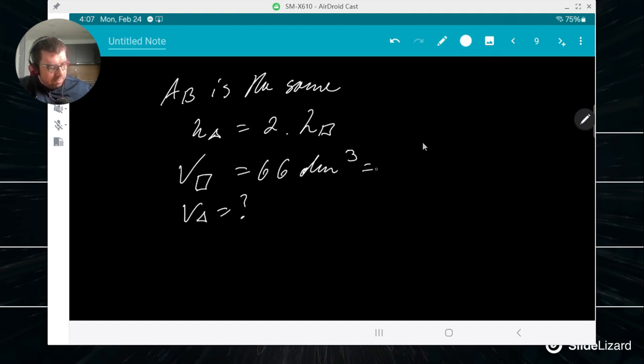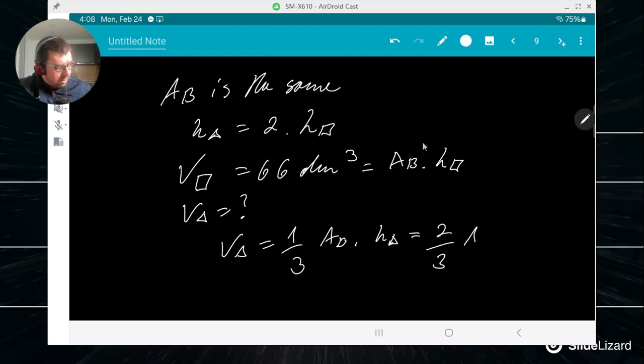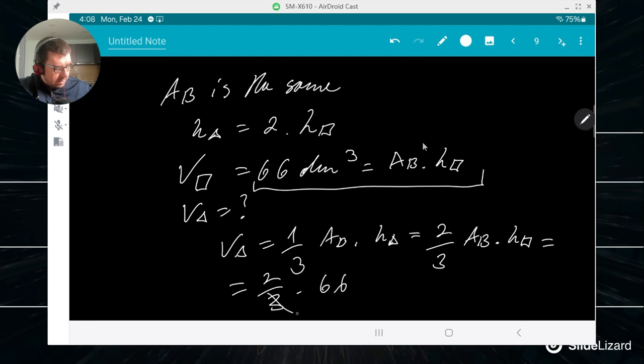So the volume of the prism is the area of the base times the height of the prism, and the volume of the pyramid is 1/3 the same base area times the height of the pyramid, which is twice the height of the prism. So I get 2/3 area of base times height of the prism, but I already know that this is 66, so I get 2/3 times 66, reduce here 22 times 2, 44 decimeters cubed, and that's the answer.